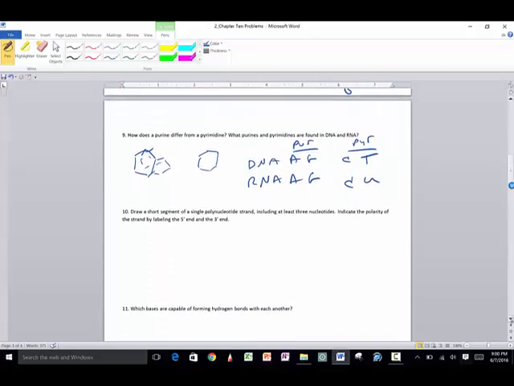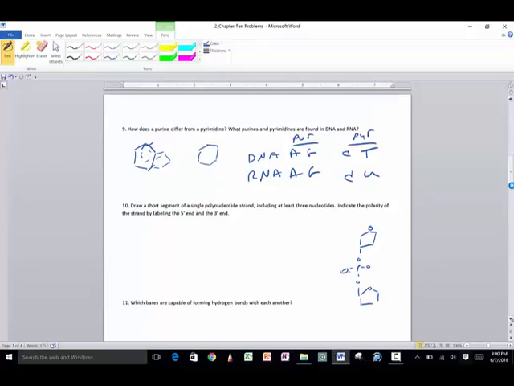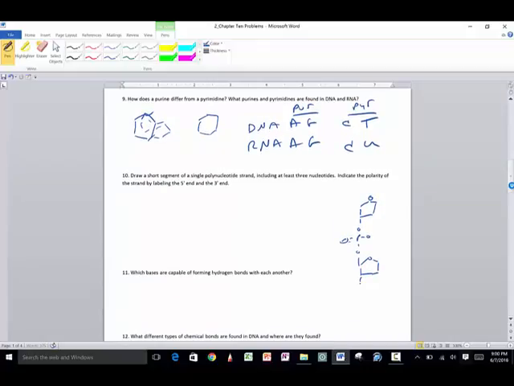Draw a short segment of a single polynucleotide strand, including at least 3 nucleotides, indicate the polarity. All right, so 3. Okay, so that's a pain in the neck. Let's see if I can make some room over here. So this will keep our phosphates in there now, just so we can show this phosphodiester bond. Important that these are negative. Oh, not the double bonded one isn't negative. So there's 2, and then the third one is here.